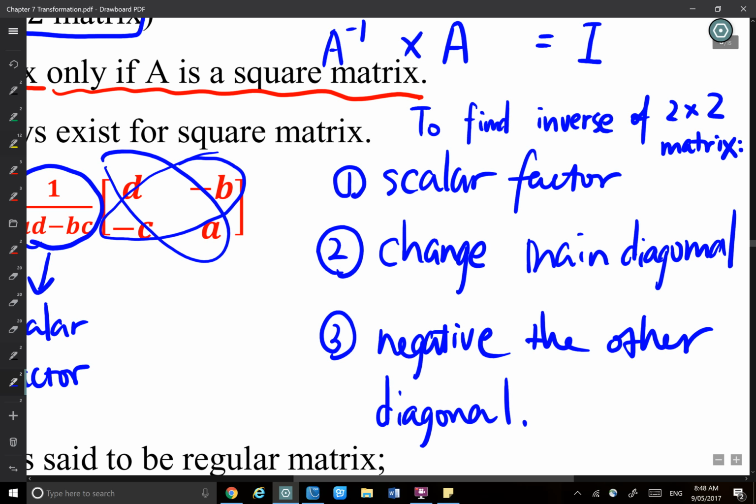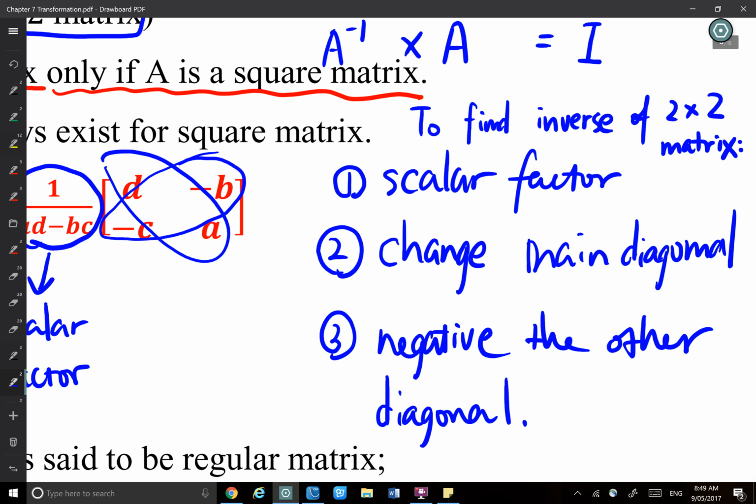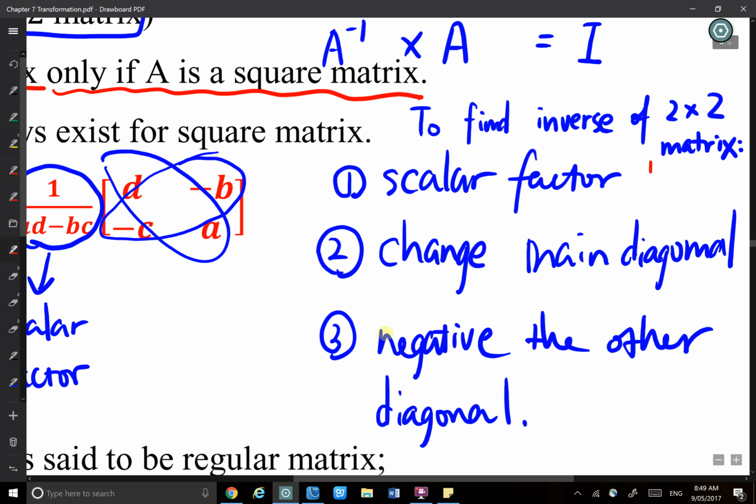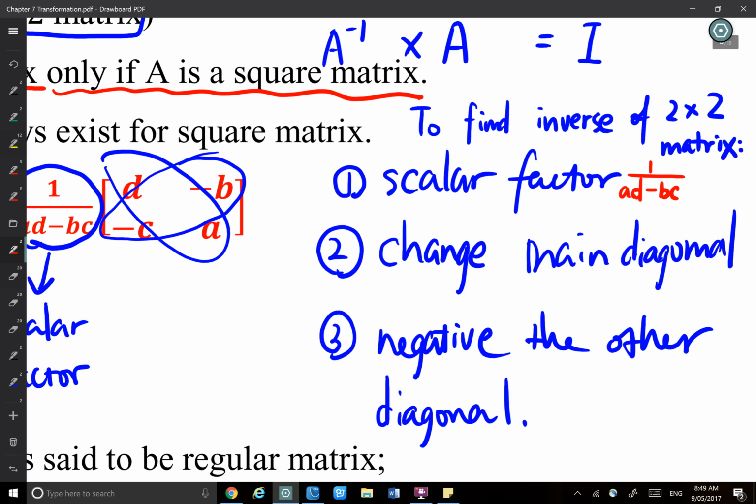So find the scalar factor, which is 1 over AD minus BC. AD is the main diagonal, BC is the other diagonal. Always change the main diagonal in the front. Main diagonal is left to right. And change the numbers on the main diagonal and negative the other diagonal.